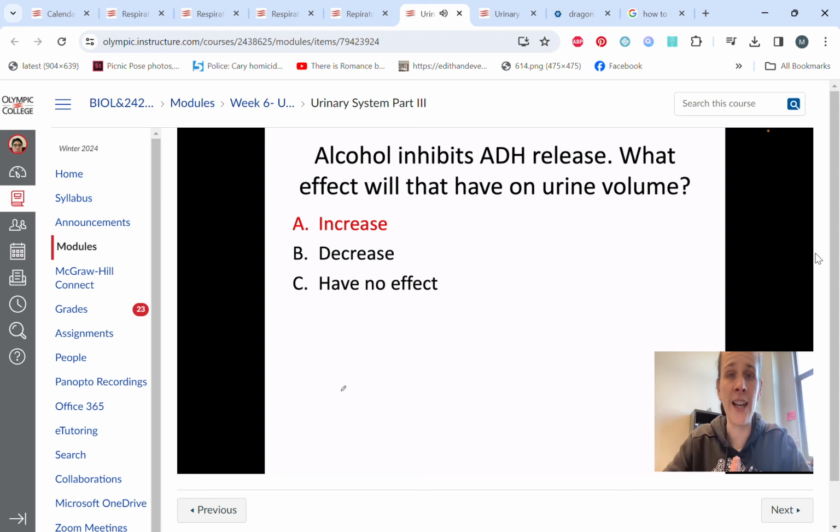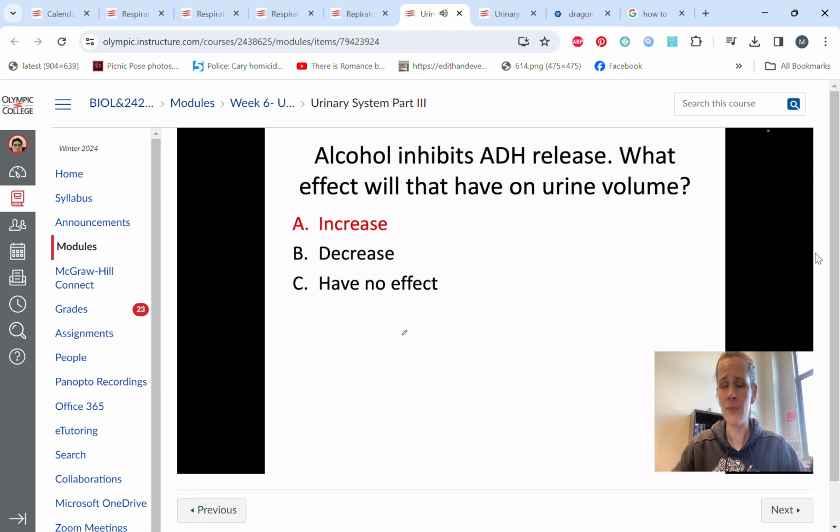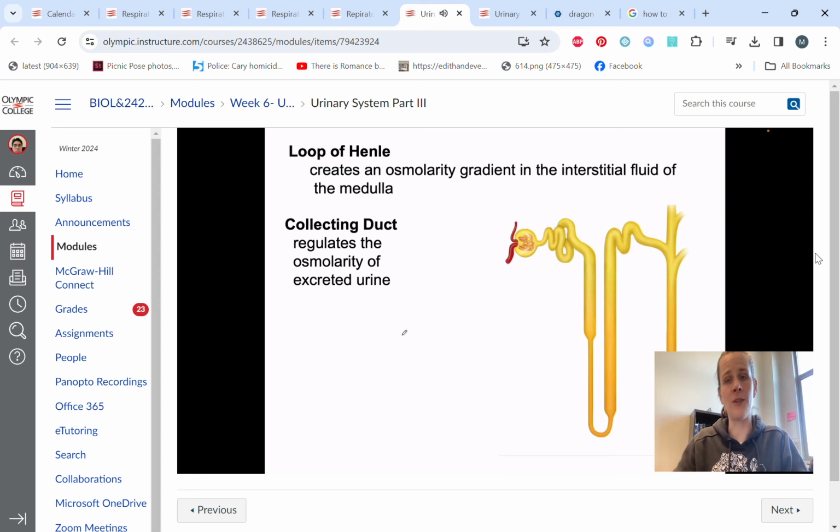It inhibits ADH, so you would reduce the number of these aquaporins on the surface of the cell. They would be just sitting over here in these vessels, right? That's going to increase the amount of water that you're urinating out, which is going to dehydrate you. And this is one of the major causes of a hangover, actually dehydration when you have alcohol consumption.